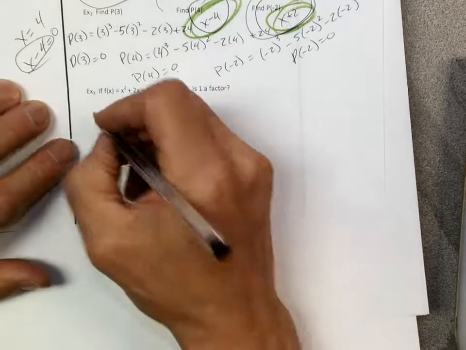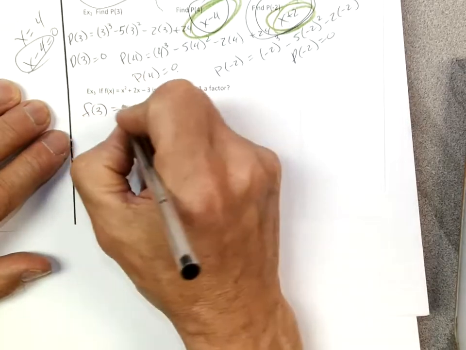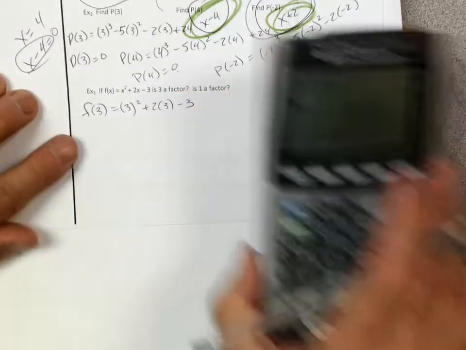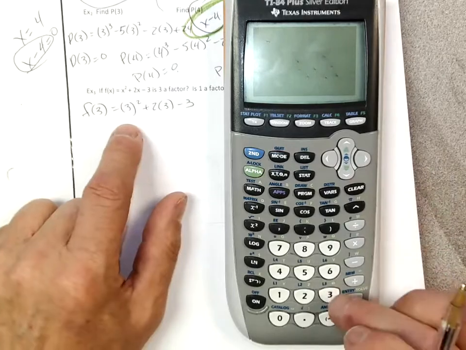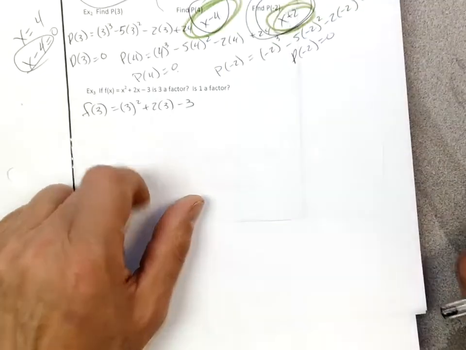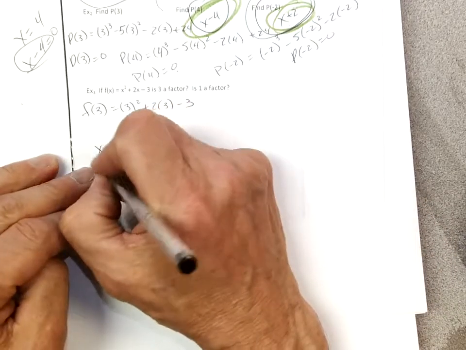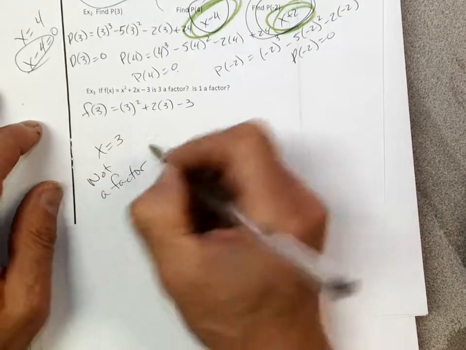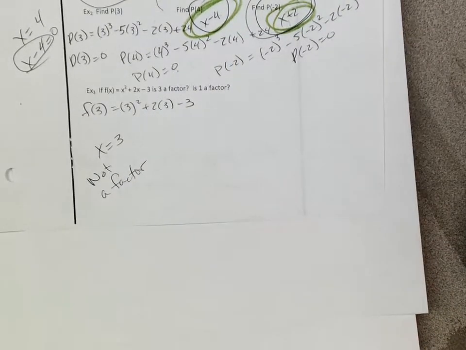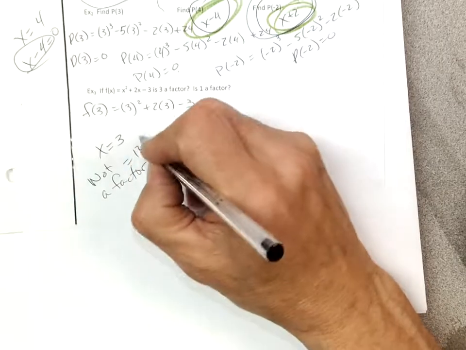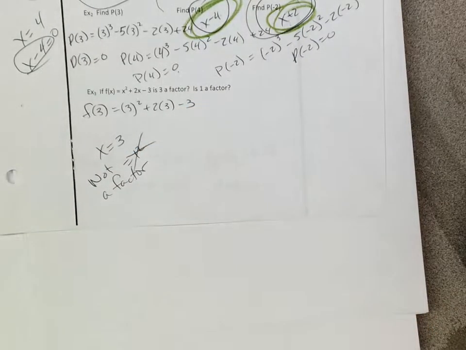So if I go f of 3, I go 3 squared plus 2 times 3 minus 3. So let's plug it in. 3 squared plus 6 minus 3, I get 12. So x equals 3 is not a factor. And good deal, we didn't have to factor. We know it's not a factor because it didn't equal 0. It equaled 12. It's not 0.